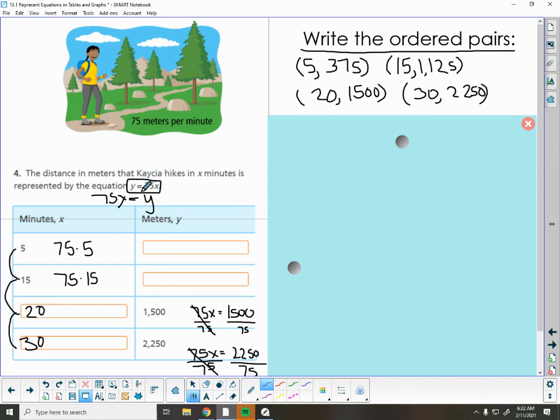Every 75 meters took a minute. So even though our pattern in our chart isn't following, like we didn't add 5, add 5, add 5, we are following a constant rate because we're using the same thing. They just chose to show different numbers here. So let's take a look at how we can prove that this is a constant rate and that they're doing the same thing every minute.